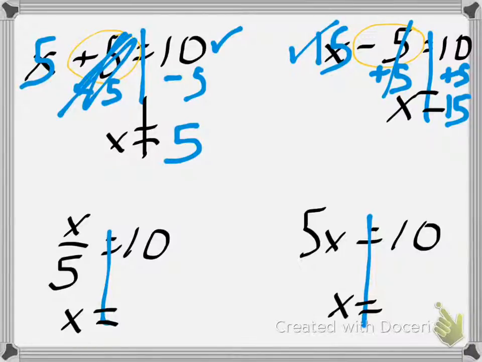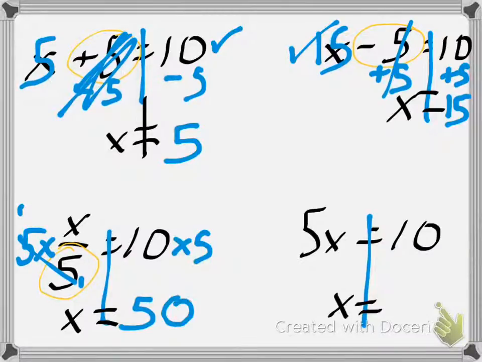On this one, this is over 5, which means divided by 5. So I'm going to do the opposite, which is times 5. And I have to do it to both sides. So this is going to cross cancel to 1s. So now I'm going to have 10 times 5 on this side, so that's 50. So if I put this, our original problem was x over 5, so 50 over 5 is 50 divided by 5, which does equal 10.